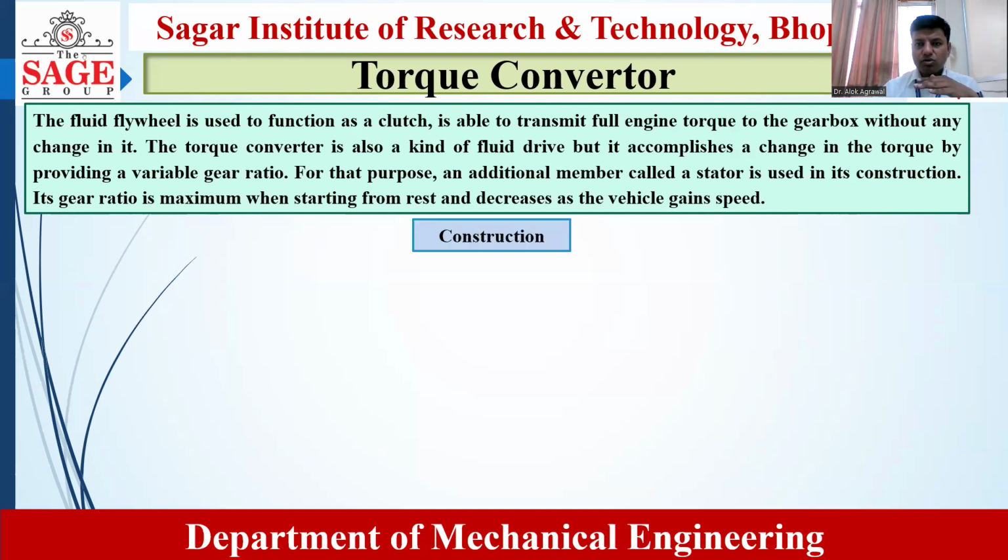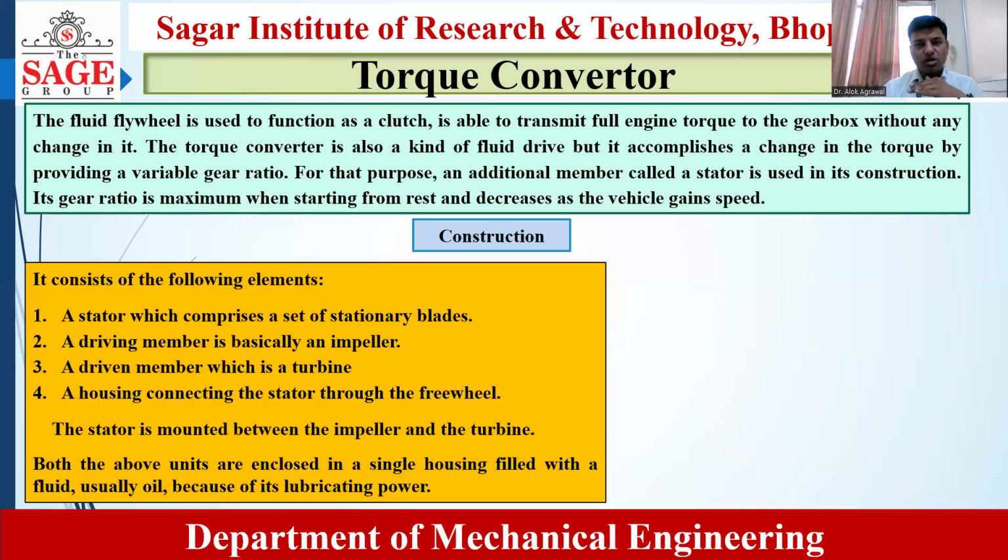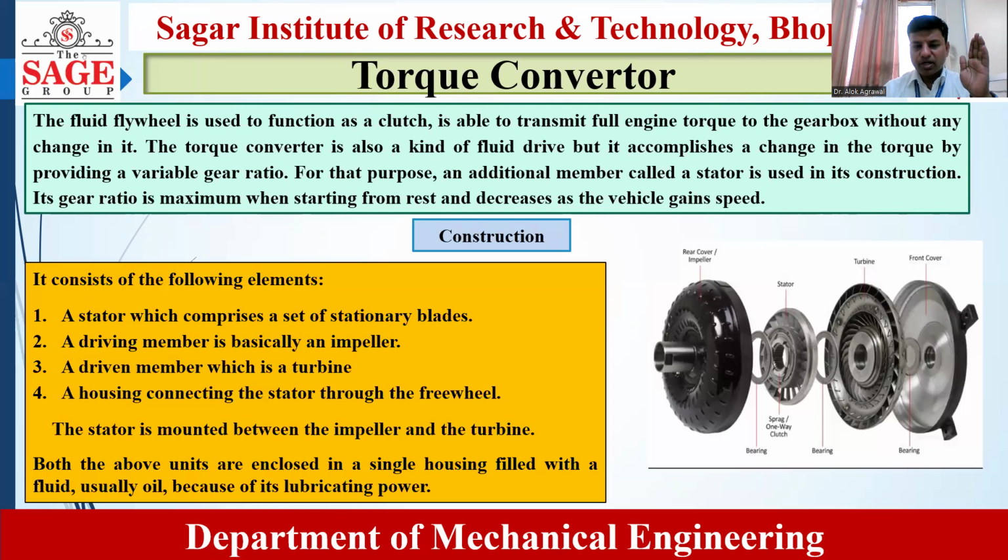So let us see the construction of the torque converter. It mainly consists of a stator, a driving member, which is called the impeller, a driven member, which is called the turbine, and a housing in which all these three components are enclosed. This complete housing is filled with oil. Oil is used mainly because of its high lubricating power.